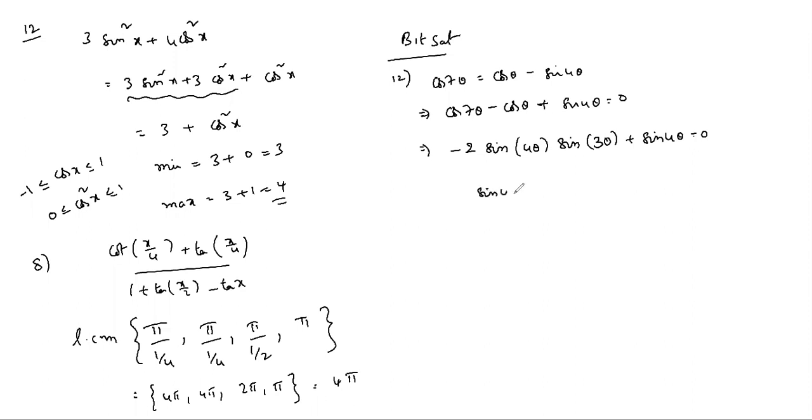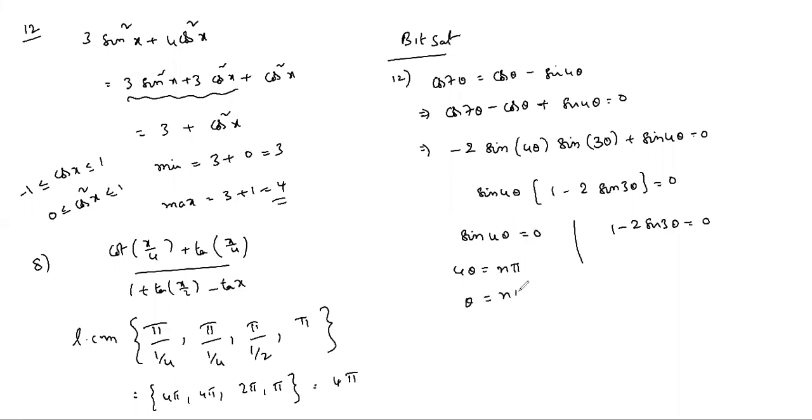Sin 4 theta is common, so sin 4 theta into 1 minus 2 sin 3 theta equals 0. A product is 0 means each one may be 0. So sin 4 theta equals 0 or 1 minus 2 sin 3 theta equals 0. Sin 4 theta is 0, so the general solution is n pi. At the beginning only I have given the formulas; you have to remember all those formulas. After solving the equation, you will always get those general solutions. So theta equals n pi by 4.